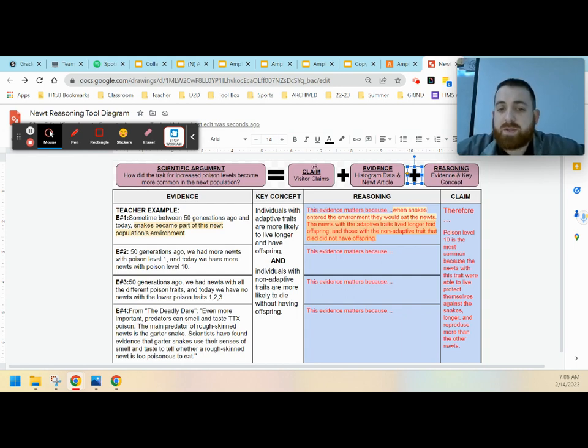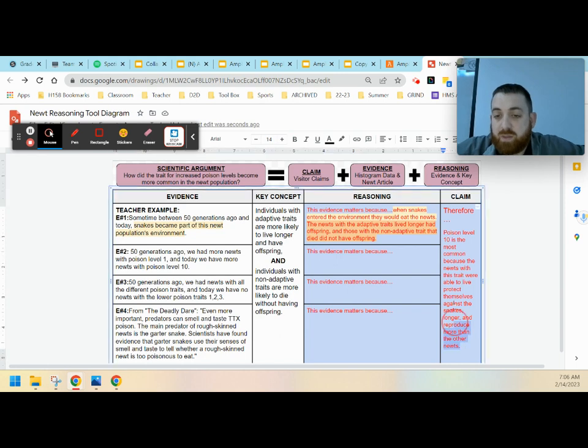Now, our claim started off by taking all of our visitors' claims, putting them together to create one final claim. And our claim hopefully resembles something that we see here. Poison level 10, or in this case, the highest poison level traits, is the most common because the newts with this trait were able to protect themselves against the snakes, live longer, and reproduce more than the other newts.